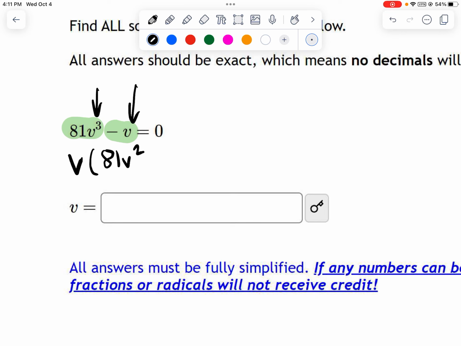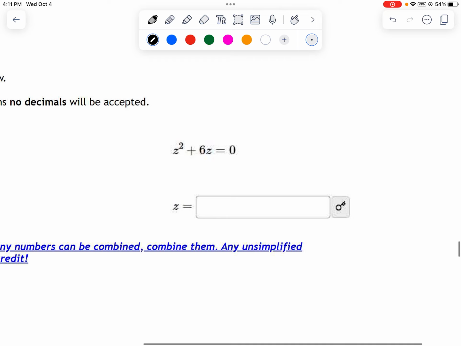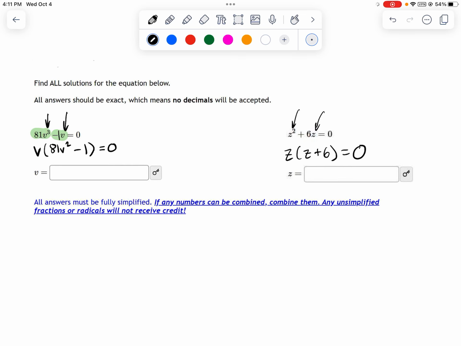Now, does that mean the whole term is gone? No. Technically, it's negative 1v there. The v may be gone, but the coefficient still remains. Make sure you don't accidentally do any extra. If we look at that same idea on the problem off to the side, we have the exact same thing going on where there's a z, and we can pull a z out, and we're left with z plus 6. Z and two z's, take one out, one left; 1z, we take it out, there's just the 6, equals 0.